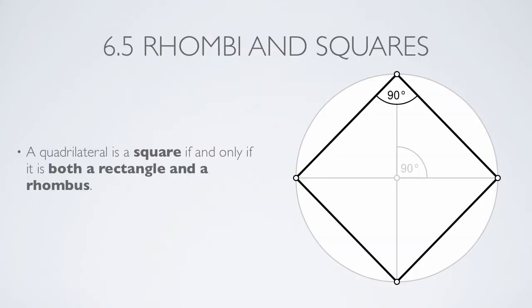So one other definition, squares. We're probably all familiar with a square, but in terms of strict definition, a quadrilateral is a square if and only if it's both a rectangle and a rhombus. Remember, rectangles have right angles, and rhombi have congruent sides. So a square must have both right angles and congruent sides.